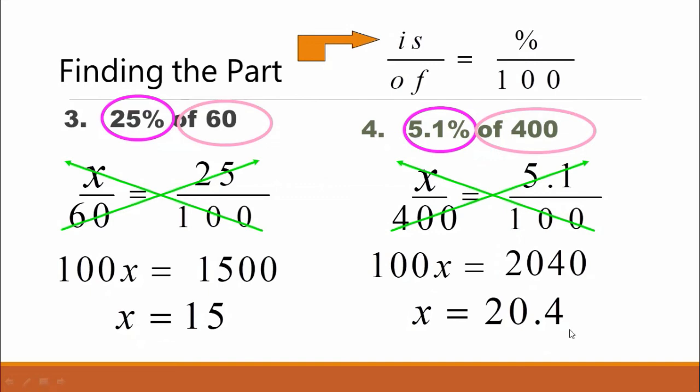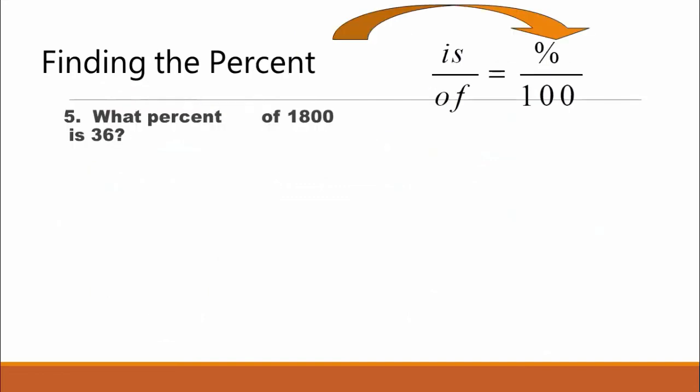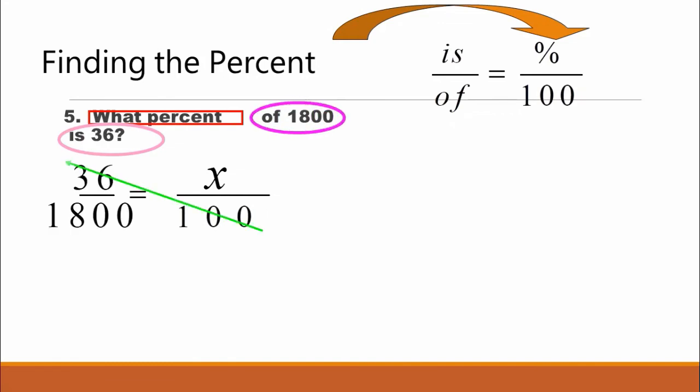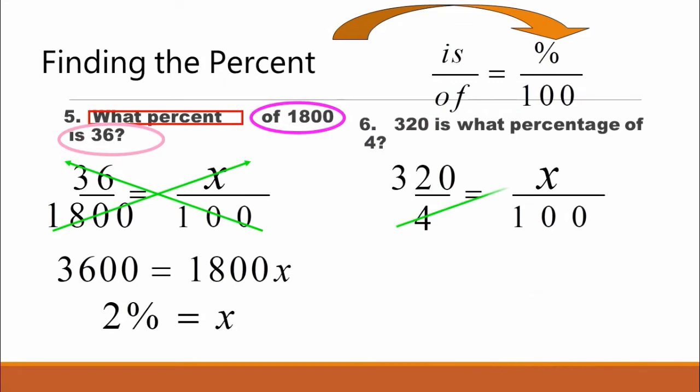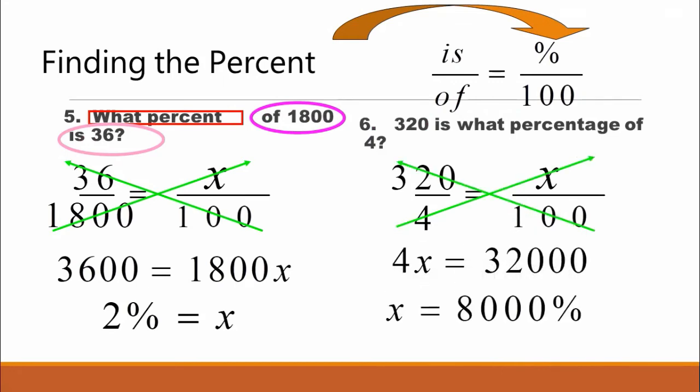Now again, using this formula, is divided by of is equal to percentage divided by 100, to find the percent part. There are some examples to find the percent part for a description of percentage.